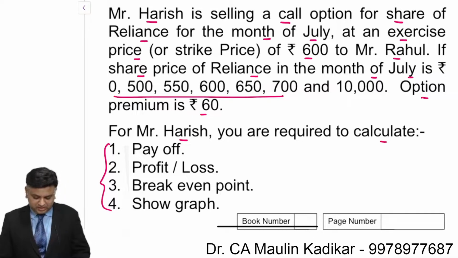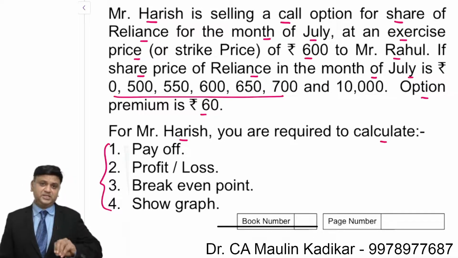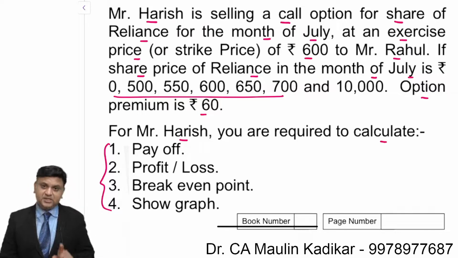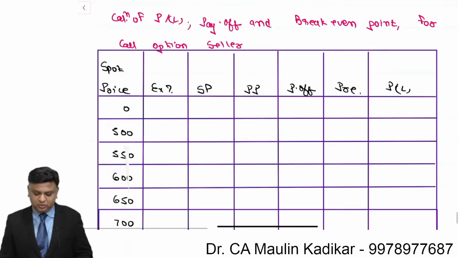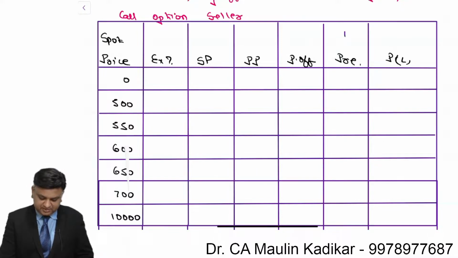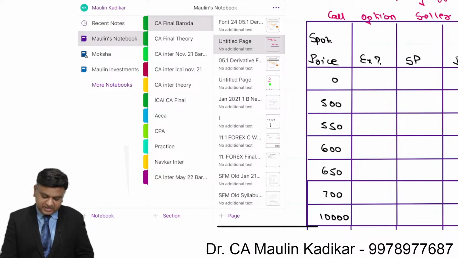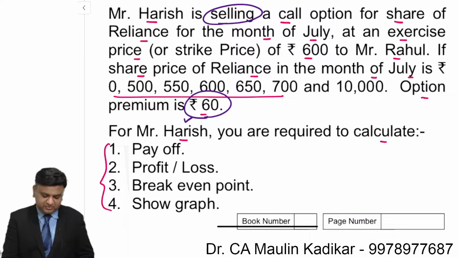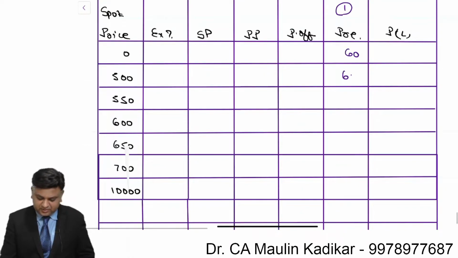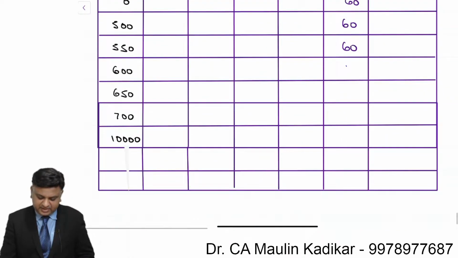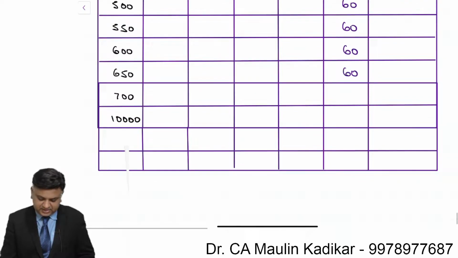Now dear students, my suggestion to all of you is that you do the answer in the same sequence that I already have explained to you. The first step is premium. We understand that Mr. Harish has entered into the transaction for sale of option. So this time the premium is going to be received. That is step number 1. The amount of the premium that he would receive is 60 rupees. So irrespective of the spot price of the equity share, 60 rupees is the income that Mr. Harish will have.